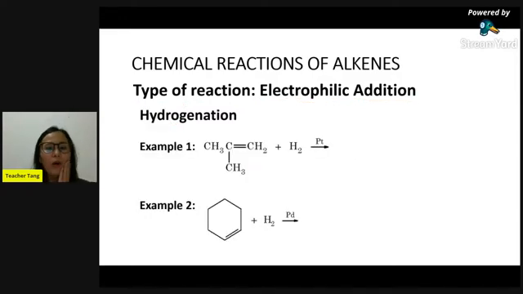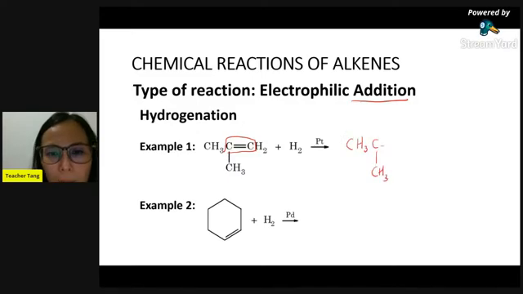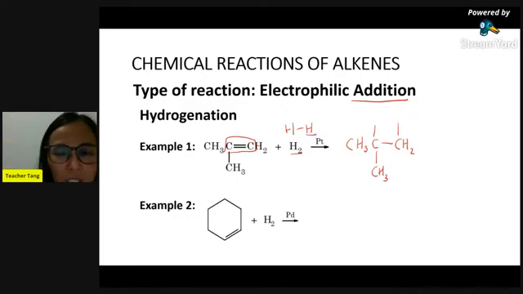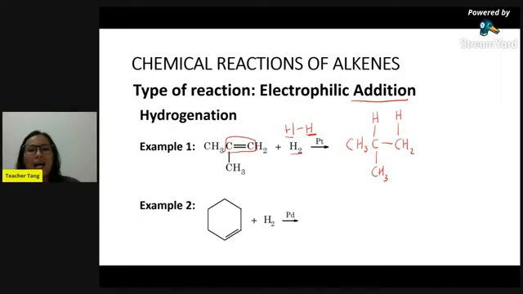Now we move on to look at the examples. Look at example 1. This is an alkene. The alkene undergoes an addition type of reaction. What does it mean? The double bond becomes a single bond, with this electrophile H-H. Each of the hydrogen goes to each side. Hydrogenation.